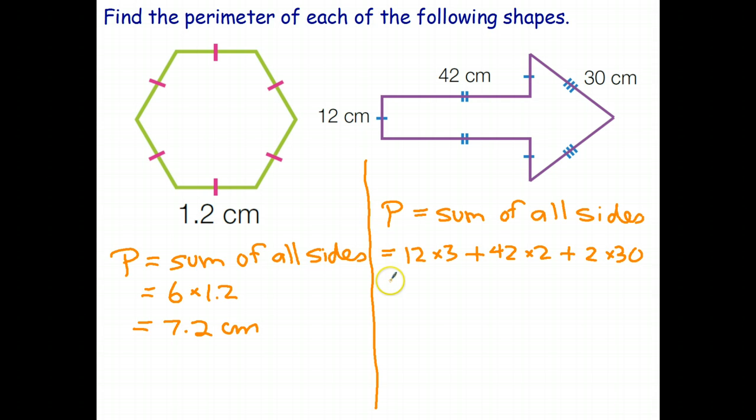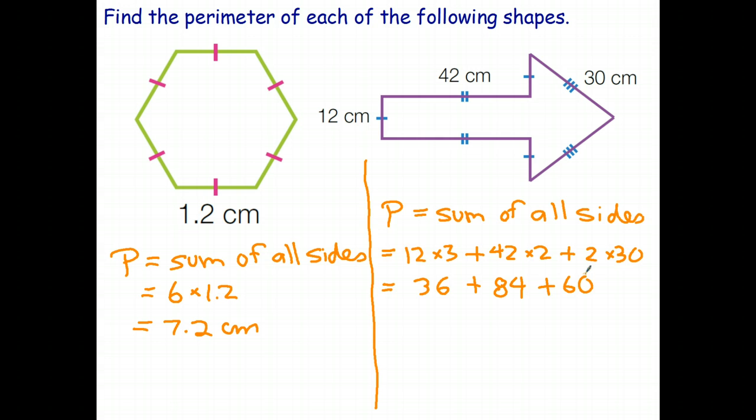Now I think I'll find this easiest if I go ahead and do a 4th line of setting out. What I'm going to do is simplify. 12 times 3 is 36. 42 times 2 is 84. And 2 times 30 is 60.